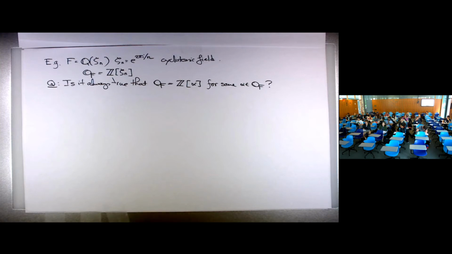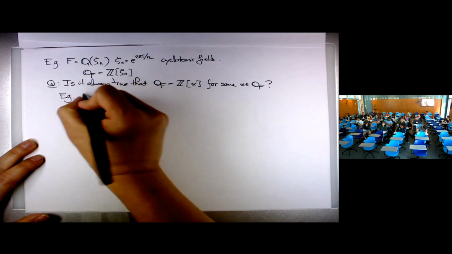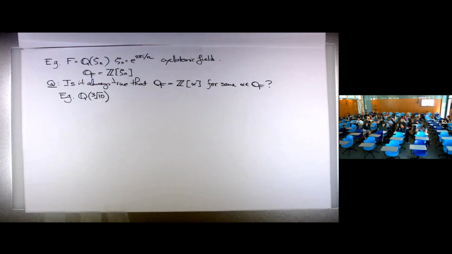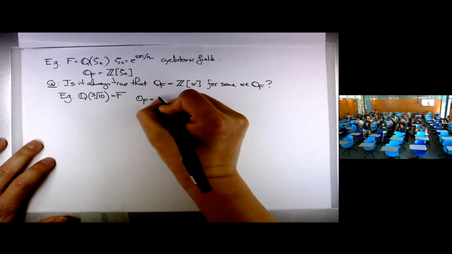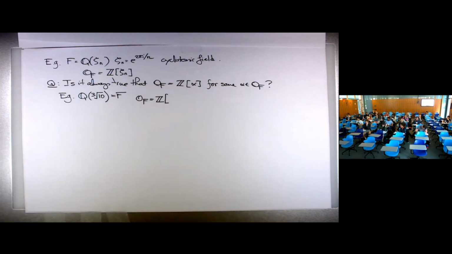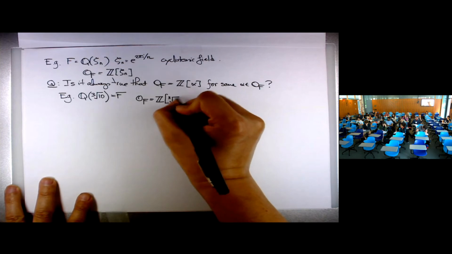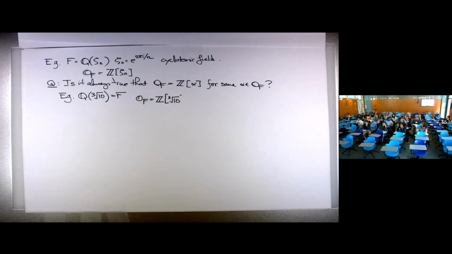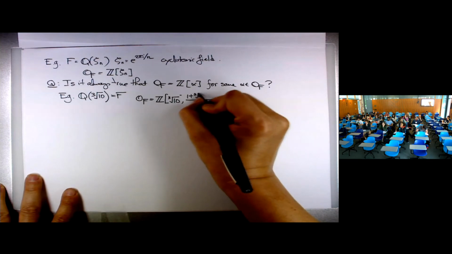Let's maybe look at another example. Let's start talking about cubic fields, degree 3. Adjoin cube root of 10. This is my F. It turns out, if you run and write, that OF is a little bit bigger than Z adjoin cube root of 10. You have to adjoin something like this.